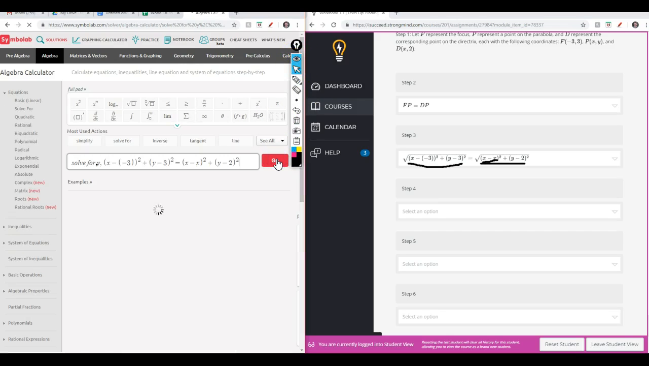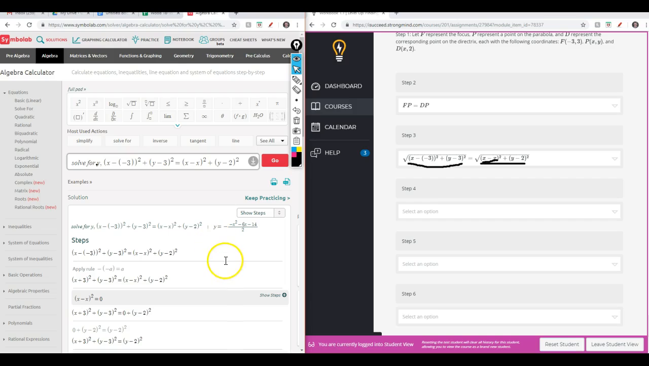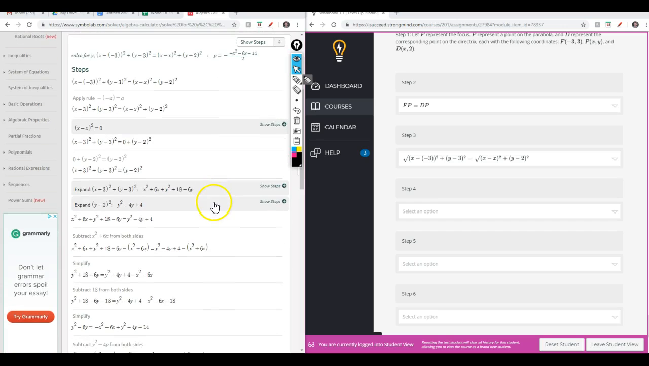So then I click go, and when I do that, I'm going to follow these steps right here, and I'm just going to talk you through it. So they changed from here to here because a double negative is a positive, and then this x minus x squared reduces down to 0, and here's y. And then this 0 plus y squared reduces down to y minus 2 squared.